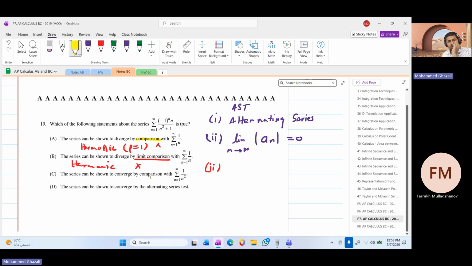The series can be shown to converge by comparison. If this is equal to 2, it does converge, but are we comparing it with this? No. Let's check if the terms are decreasing, okay? The absolute terms. How? Let's say an plus 1. So remember, we're going to say n plus 1. Let's check if an is greater than an plus 1. Then the terms are decreasing.